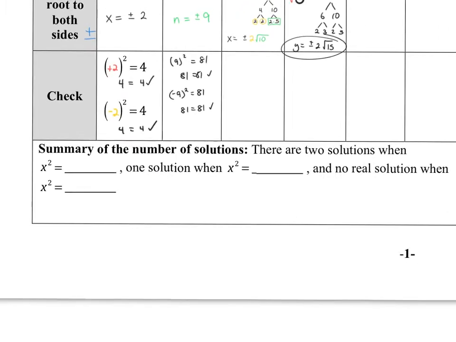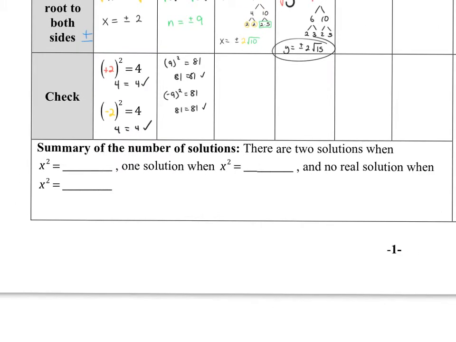With that being said, let's do a summary of numbers of solutions, which actually corresponds very well with our graphs that we did a couple days ago. We have two solutions when x squared is equal to a positive number. However, we'll get exactly one solution when x squared is 0, because 0 is the only number that's neither positive nor negative. And lastly, we'll have no real solutions whenever x squared is equal to a negative number.